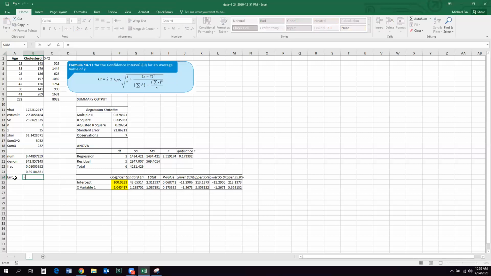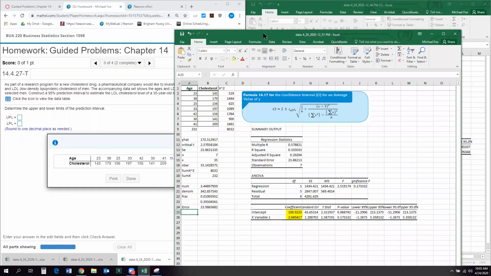But again, that's going to be the critical t times the standard error times this radical that I just figured out. And once you have that, then it's just y hat plus that and y hat minus that. So that's our upper prediction interval, or upper prediction level, is just going to equal y hat plus the error, and the lower prediction level is going to equal y hat minus it.